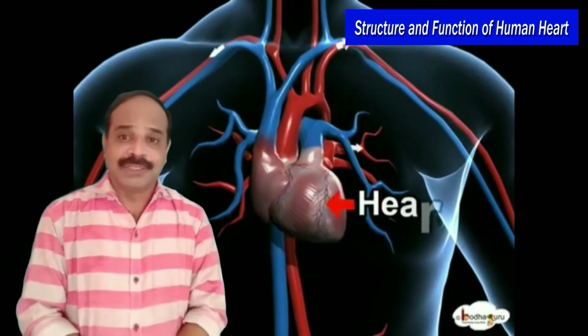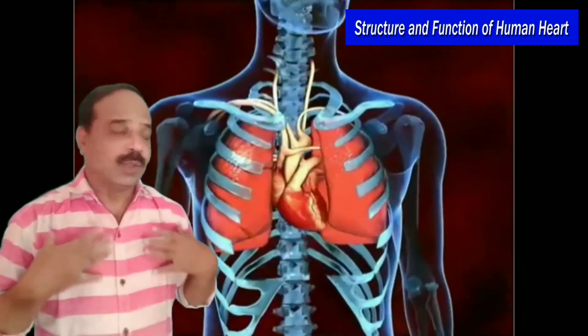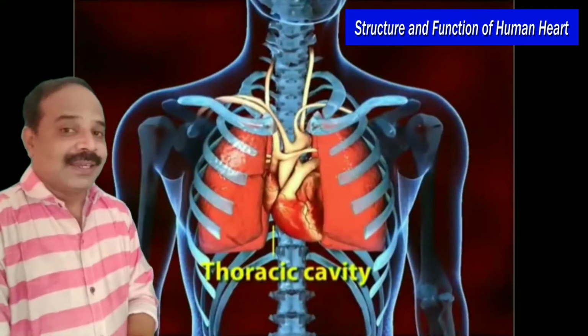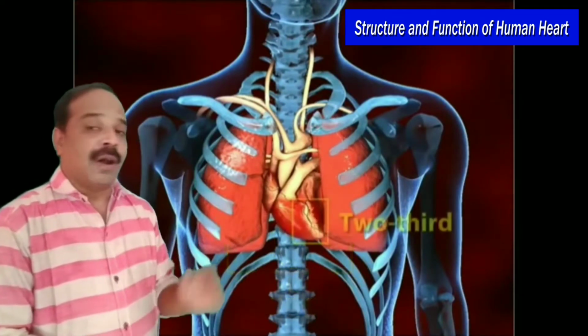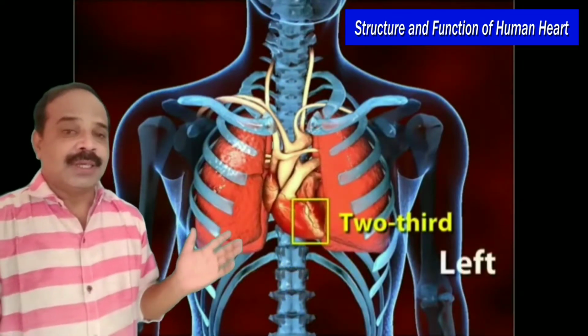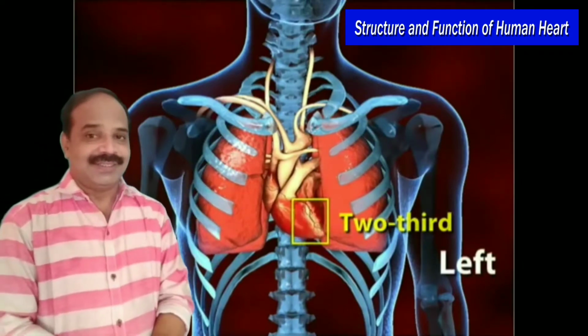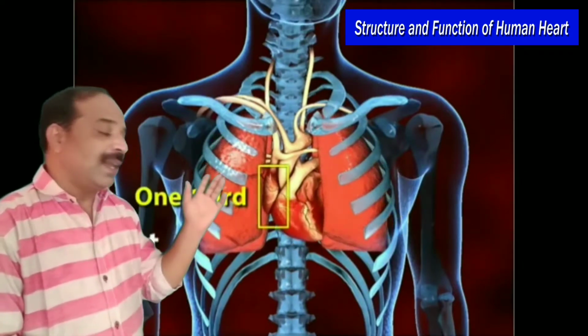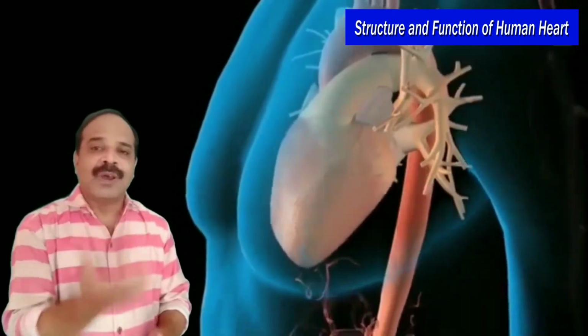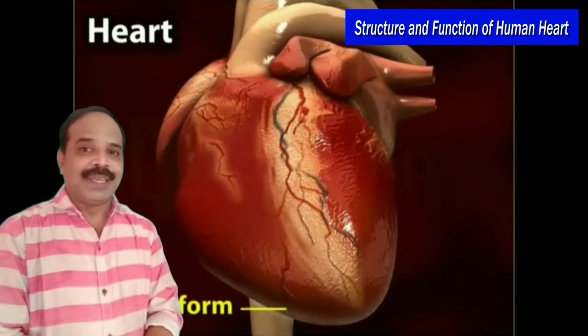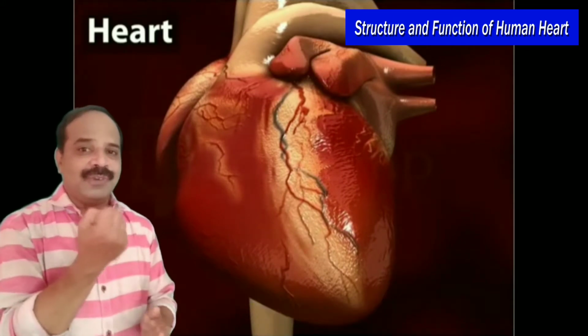The human heart is located in the thoracic cavity in between the two lungs. The heart is protected by the rib cage and the pericardial membrane. The size of your heart is approximately the size of your fist.